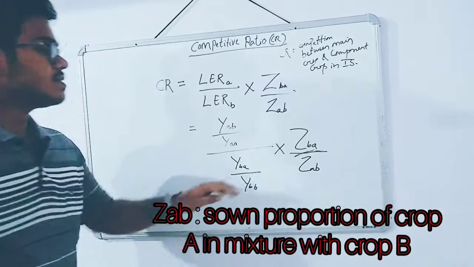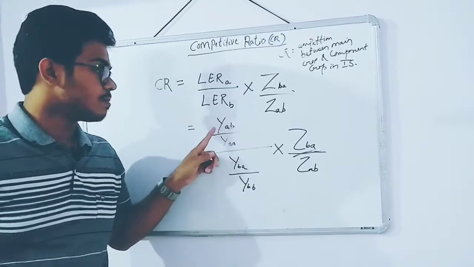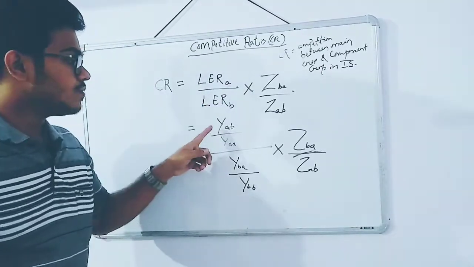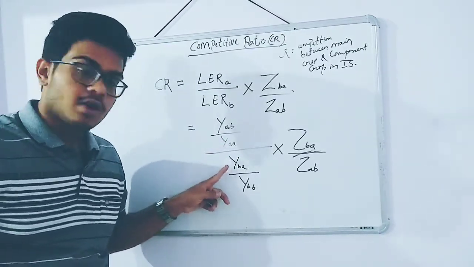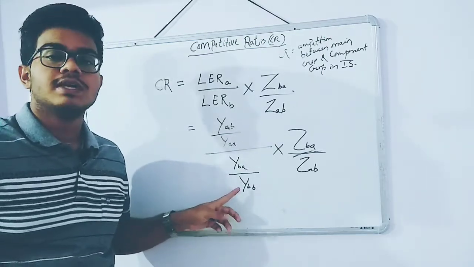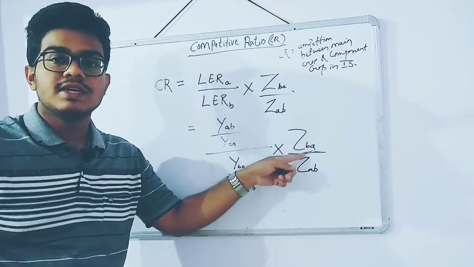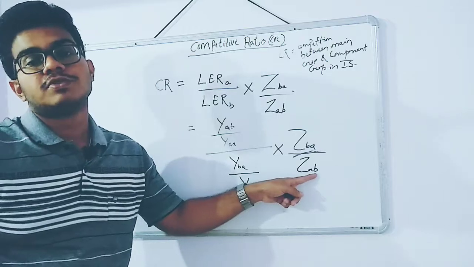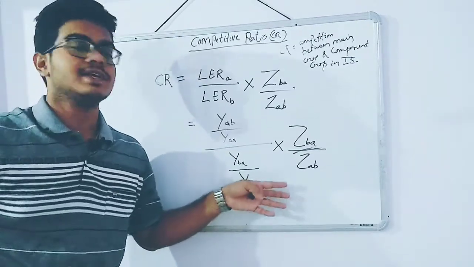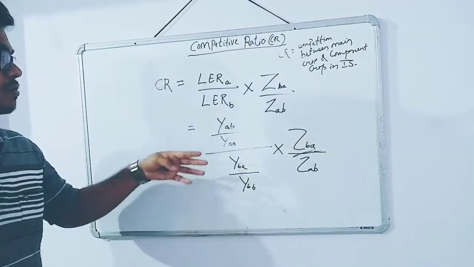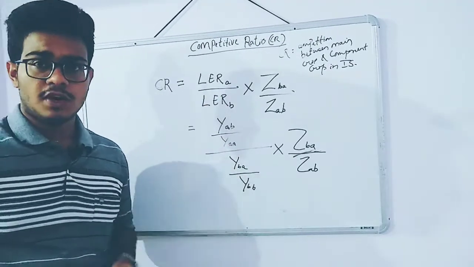Z_AB. So guys, here Y_AB denotes the yield of the crop A in the intercropping system, yield of the crop A in the sole crop, by yield of the crop B in the intercropping system by yield of the crop B grown as a sole crop, into the sown proportion of the crop B in mixture with crop A and the sown proportion of the crop A in mixture with the crop B. So how much of the crop A is sown with B and how much of the crop B is sown with A, we have to put these values. We have to calculate the yield first, and then we can calculate the competitive ratio of the intercropping system.